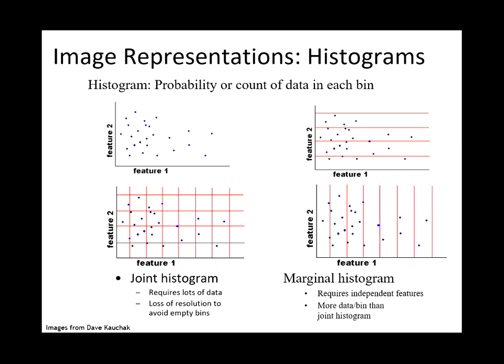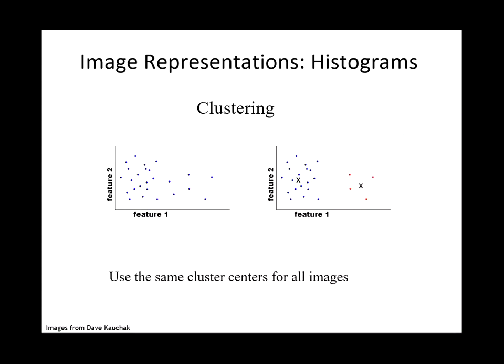If you have two features and each feature has 10 bins, how many histogram bins are you going to have for the joint histogram and the marginal histogram? In practice, what kind of histogram should you use? If you have 1,000 features, each feature has 10 bins, obviously you can only have one choice if you want a reasonable dimension for the feature.